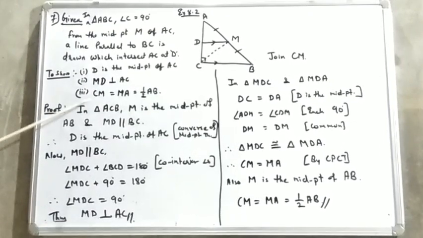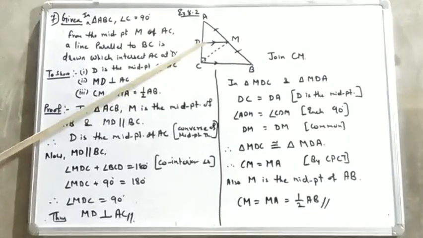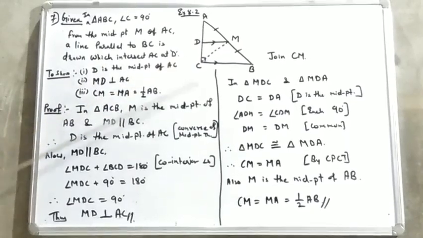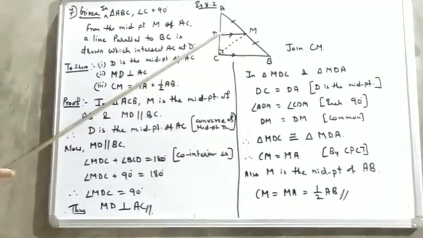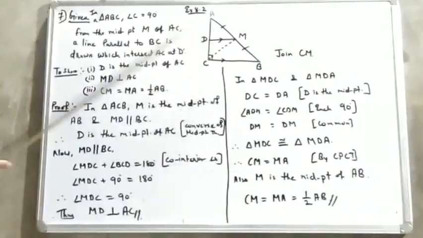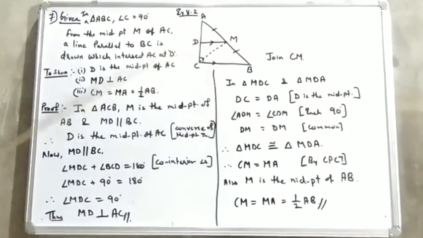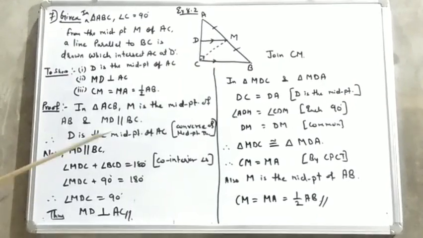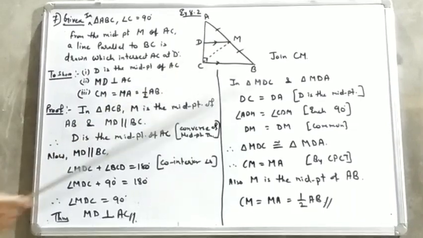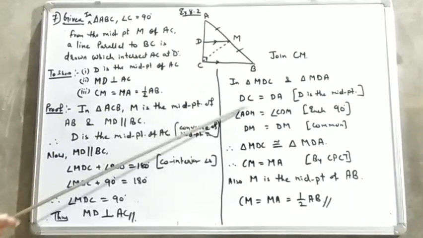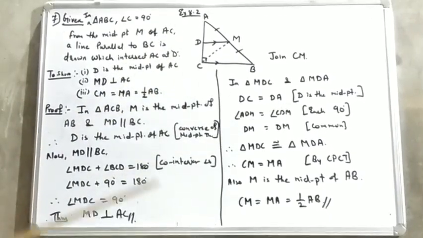Now let us go for the third part. For the third part, join C to M. A dotted line I have drawn and I have written join CM. By joining C to M, I got two triangles, MDA and MDC. Compare these two triangles and try to prove the congruency between them. In triangles MDC and MDA, DC is equal to DA, while D is the midpoint.